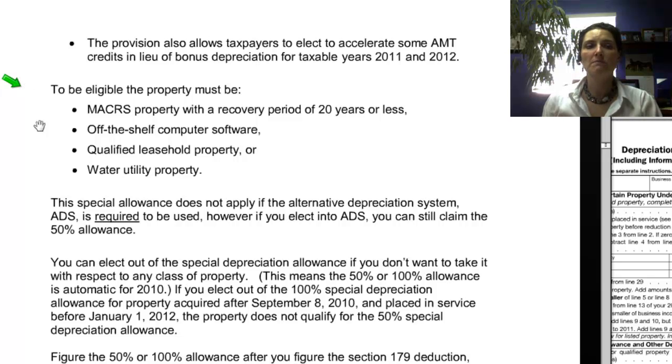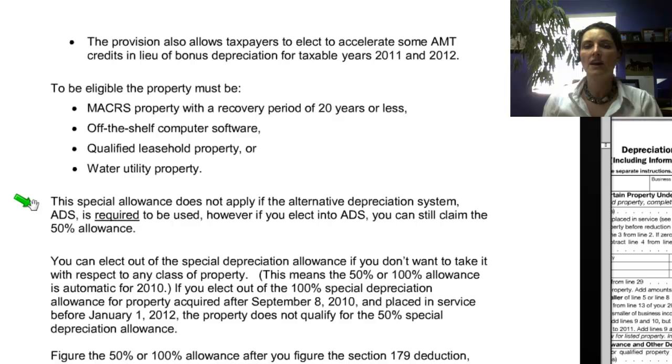To be eligible, the property must be MACRS property with a recovery period of 20 years or less, off-the-shelf computer software, qualified leasehold property, or water utility property. This special allowance does not apply if the alternative depreciation system, or ADS, is required to be used. However, if you elect into ADS, you can still claim the 50% allowance.